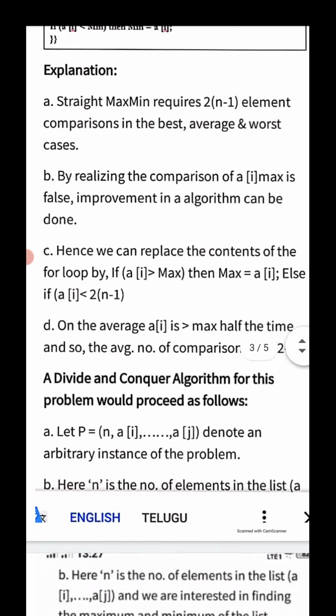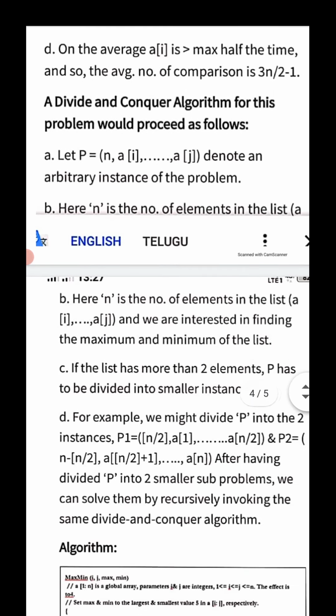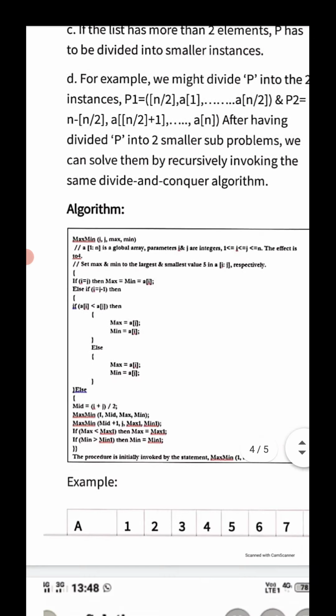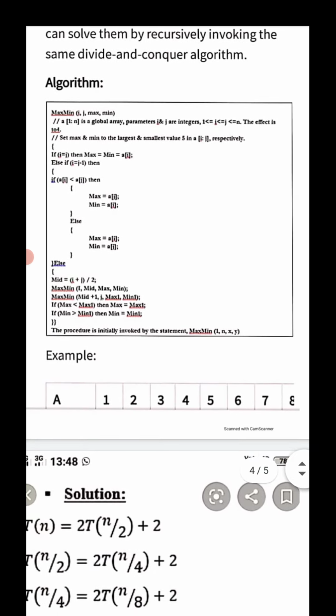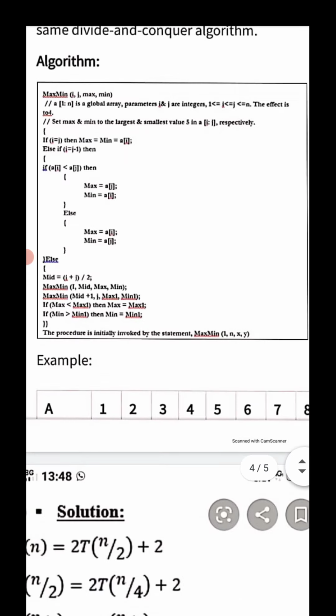Here we follow a divide and conquer algorithm for this particular problem, which would proceed as follows. Look at this algorithm explanation here. MaxMin is the name of the algorithm, and we take variables i, j, maximum element, minimum element, and let us take some comments.